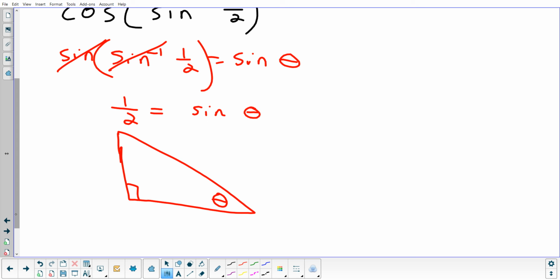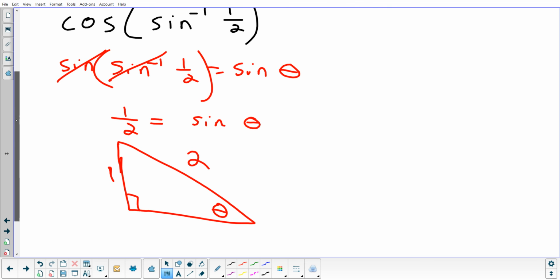Not sure. You want to help her out? What's our definition for sine, Jack? Opposite over hypotenuse. Yep, opposite over hypotenuse. So in this case, the opposite, we had that one. That's the side furthest away. And the hypotenuse is 2.